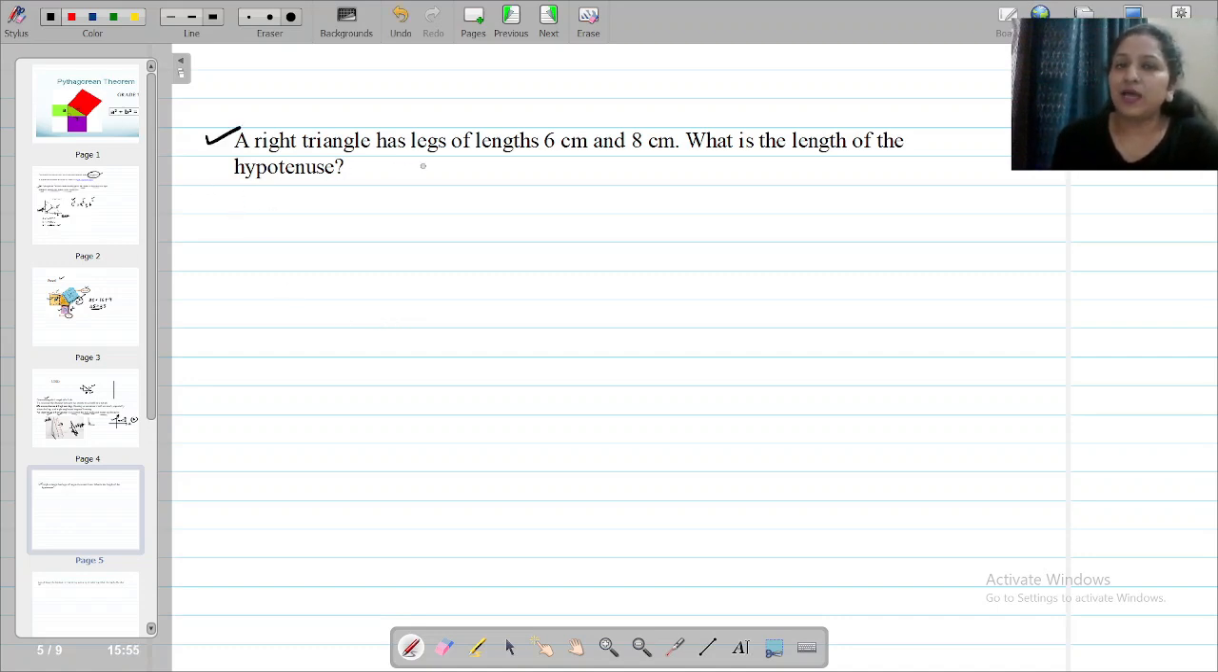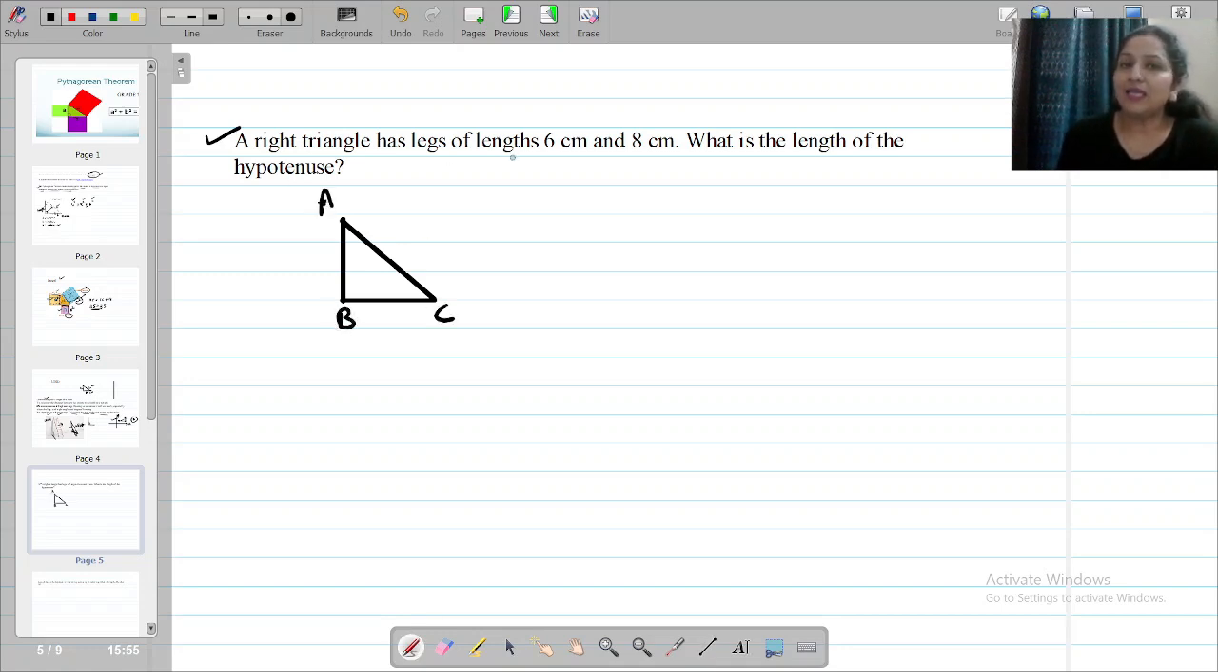A right angle triangle has legs of length 6 cm and 8 cm. You need to tell what is the length of the hypotenuse. So let us make a figure, it is always advisable to make a figure. It gives more clarity to you. You will find it much easier to solve the questions when the figure is there in your mind.